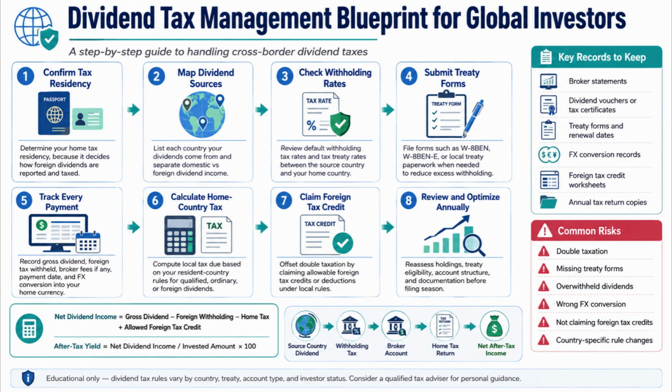Then, submit the correct treaty forms. For example, investors receiving U.S. dividends may need forms such as W-8BEN for individuals or W-8BEN-E for entities. Other countries may have their own local treaty forms. Submitting the right paperwork can reduce excess withholding and help you receive more of your dividend income.